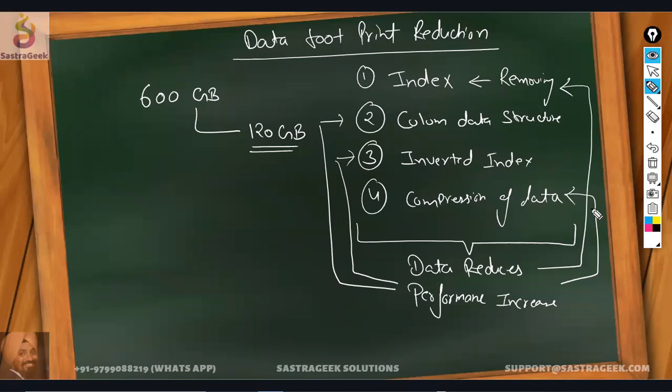Okay, this is what we have discussed, and by this we were able to move from 600 GB to 120 GB without changing any data model. So far we have not done any changes in the data model. Now we'll go to the next concept where basically we'll switch to S4 HANA, and then we'll see how the data footprint will reduce with S4 HANA.